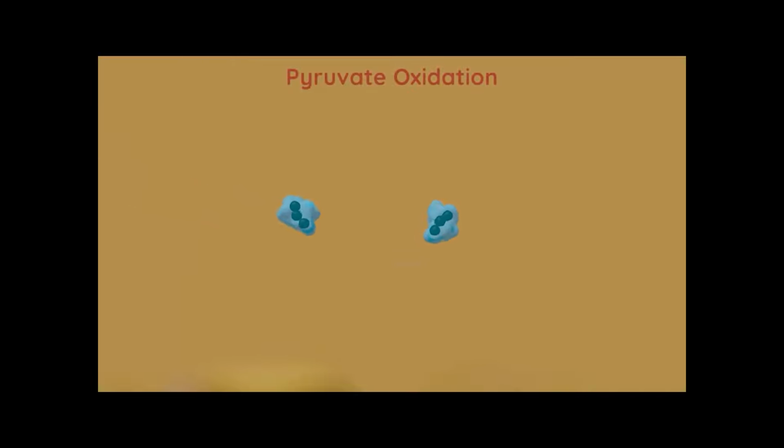Pyruvate oxidation takes place in the cell membrane. Each of the two pyruvate molecules from glycolysis will be oxidized into a molecule of acetyl-CoA. In this animation, for simplicity, we are only showing one of the pyruvate molecules going through this reaction.